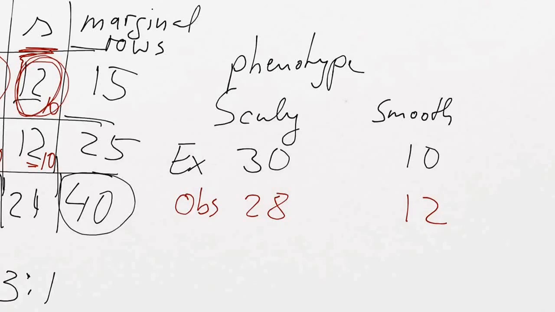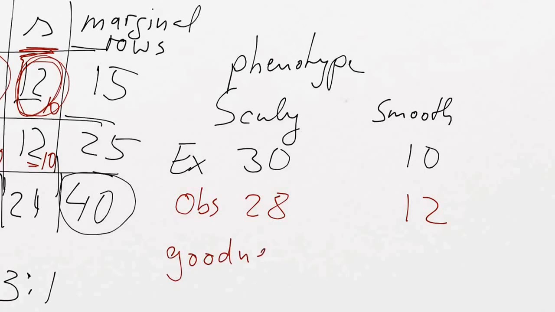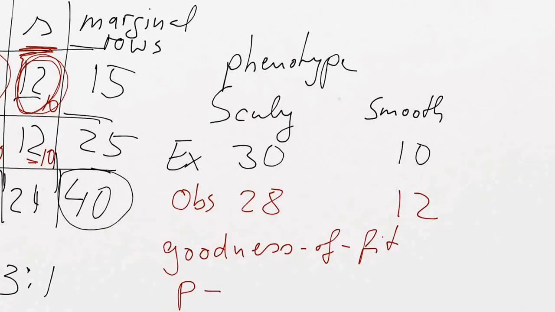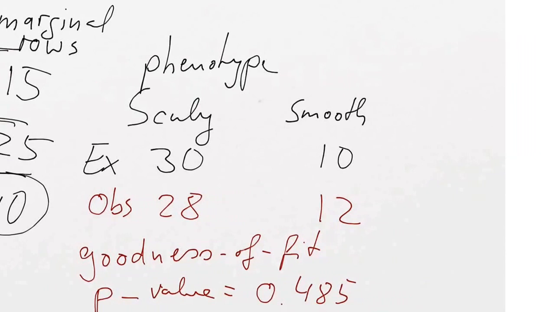Okay? Goodness of fit. So we can use this program that I showed you, for which I haven't given you the link, which I realize, but I will send it out tonight. So we do the goodness of fit, and we get a p-value for this. P-value equals 0.485, and our alpha for that is 0.05.